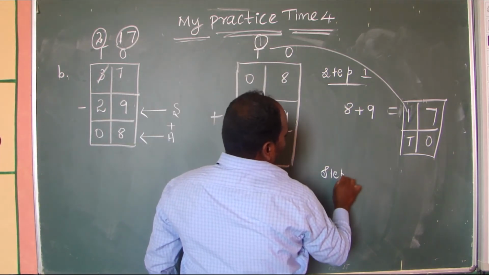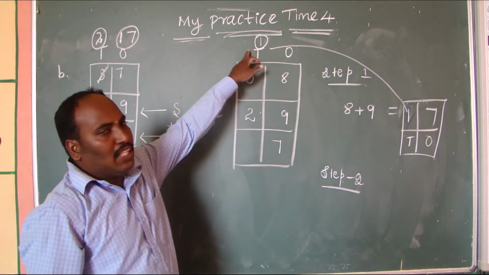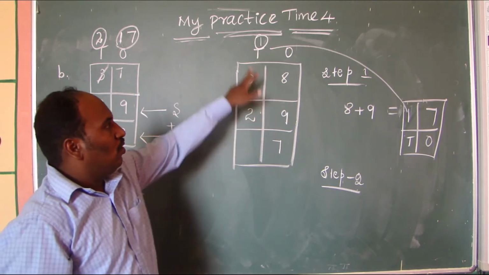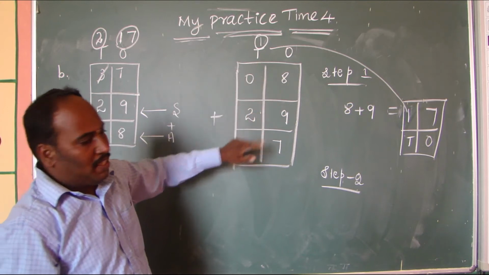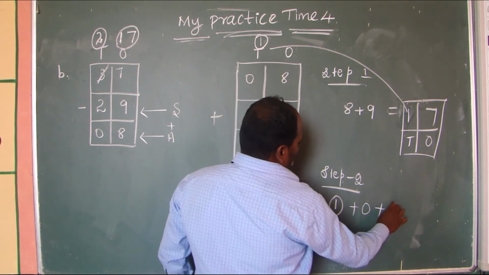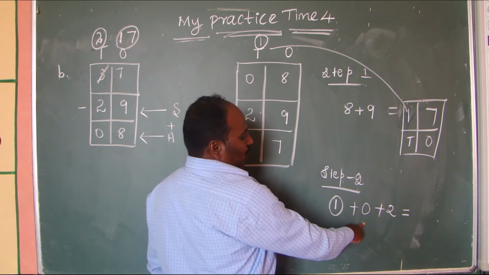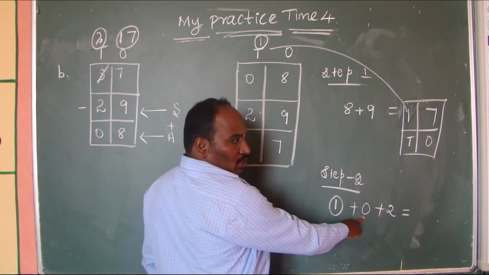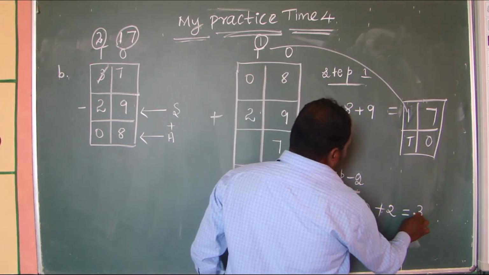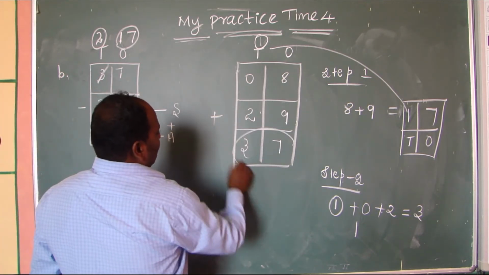Step 2. We go to the tens place. Here in the tens place is the carried-over number 1 plus nothing, that means 0, plus 2. So carried-over 1 plus 0 plus 2. 1 plus 0 is equal to 1, by the additive property. 1 plus 2 is equal to 3. So our answer is 37.